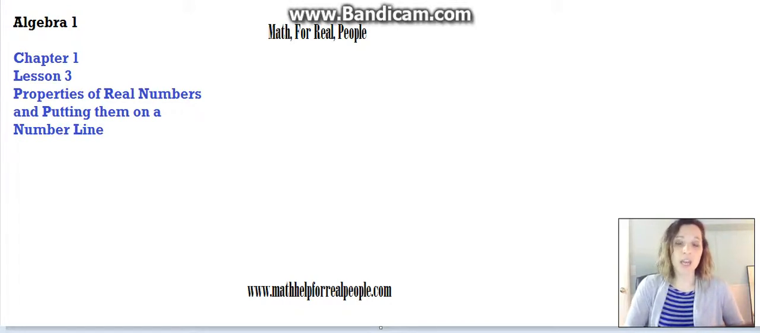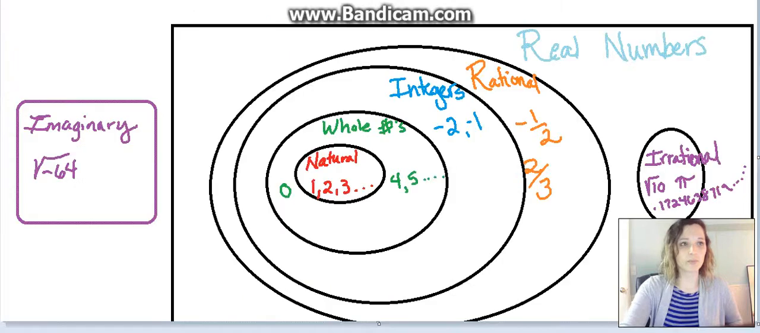So what we're going to continue on doing is Algebra 1, Chapter 1, and we are on Lesson 3. And you can see it says we're going to work on properties of real numbers and putting them on a number line. Sounds simple enough. What we're going to do is go through a bunch of definitions, and then we're going to make sure we can put things in order if it's represented as a fraction or decimal, where it would go. Okay? So let's go ahead and get started.